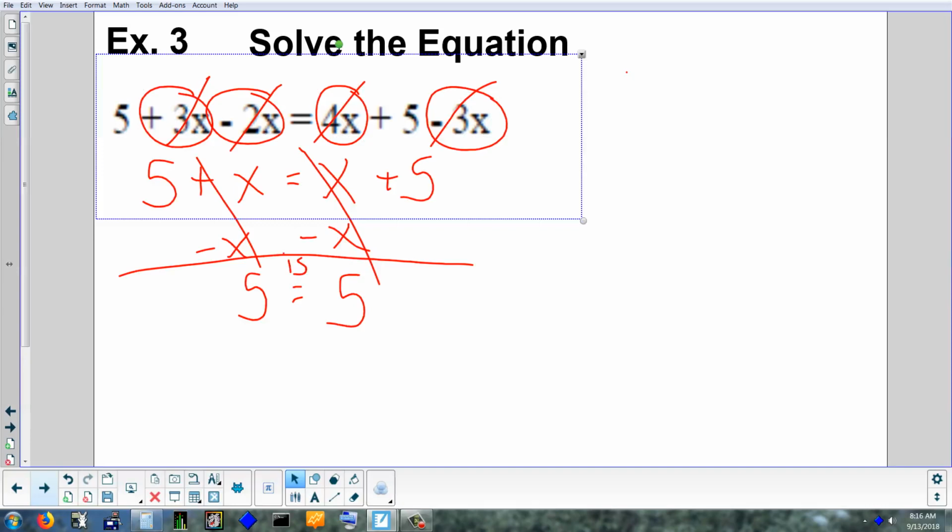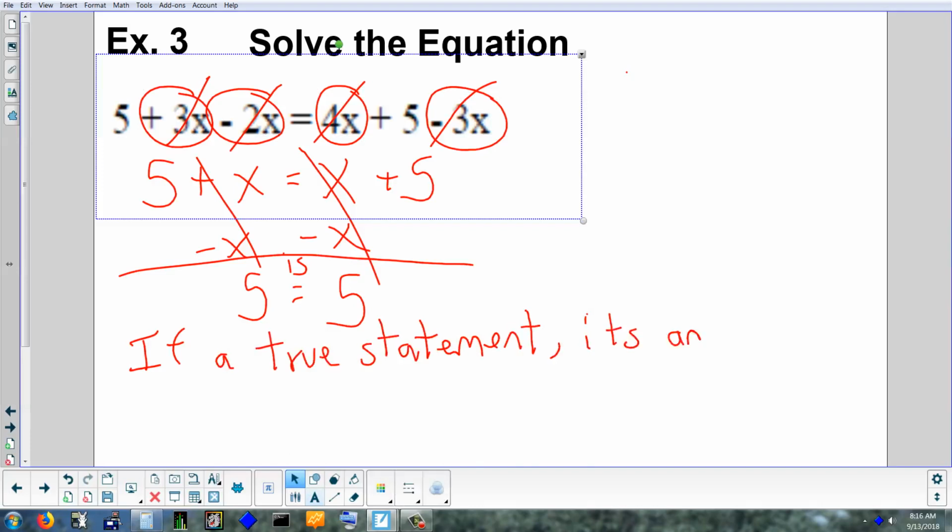So what do you think the answer is? Yusuf? Like the identity. Identity, right? This answer, if it's a true statement, is called an identity, and the answer is all numbers. So the answer is any number that you want. Like the last one was called a contradiction, and the answer is no solution. This is called an identity, and the answer is all numbers.